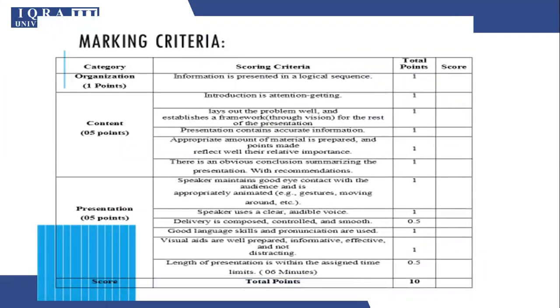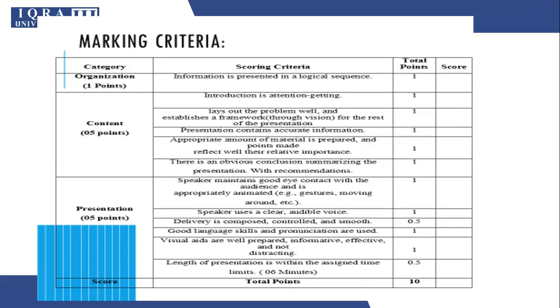This is basically the marking criteria for presentation. Information is presented in a logical sequence, 1 mark. Introduction is attention getting. If it's so, you'll get 1 mark. Lay out the problem well and establish a framework through vision for the rest of the presentation, 1 mark. Presentation contains accurate information, 1 mark. Appropriate amount of material is prepared and points made reflect well their relative importance, 1 mark. There is an obvious conclusion summarizing the presentation with recommendations, 1 mark.